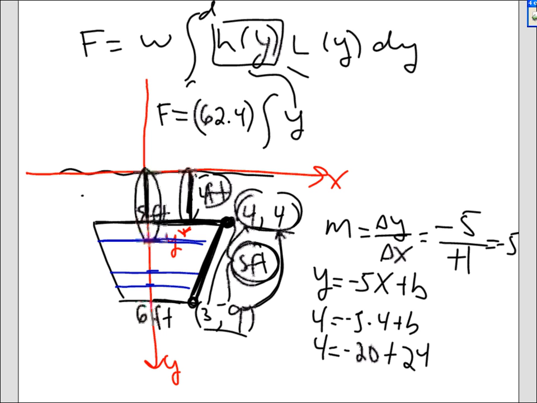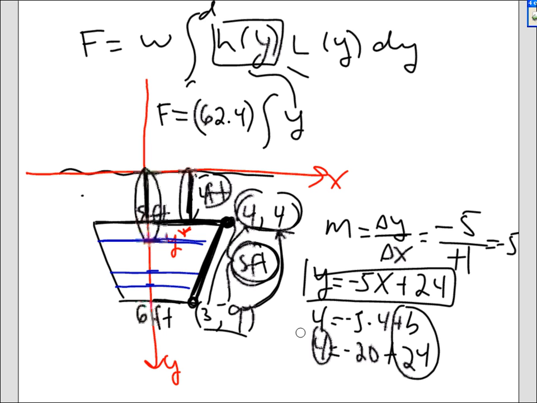You owe the bank $20. You deposit $24. You have $4. That is, b is 24. So I go to the line right above that, and instead of plus b, I write plus 24. That's the equation of the line.